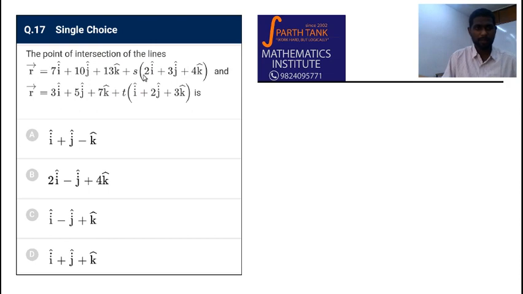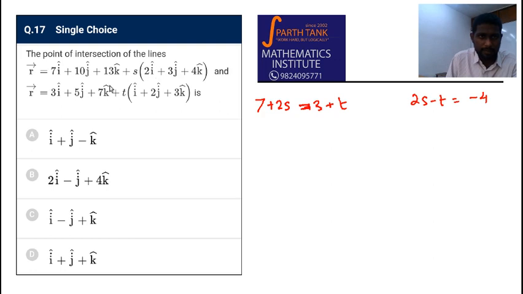Point of intersection of the lines R is equal to this and R is equal to this is very simple. Equate the x, y and z coordinates. If you equate the x coordinates, you see here it is 7 and here it is 2s, right? So the x coordinate here will be 7 plus 2s. In this line it is going to be 3 plus t. Okay, this would give me 2s minus t is minus 4. The next equation is 10 plus 3s is equal to 5 plus 2t.